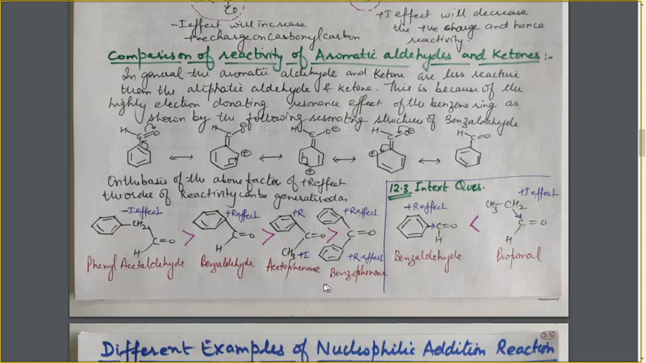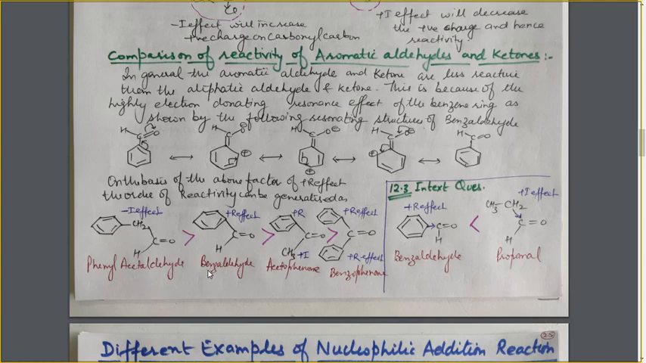Now how is this so? In the case of phenylacetaldehyde, this CH3 group is electron donating in nature, and because of its electron donating nature, it will decrease the reactivity. Now, due to the presence of this benzene ring, the electron donating nature of the CH3 group decreases, because this benzene ring is electron withdrawing in nature. It has a minus I effect, and because of this minus I effect, it decreases the electron donating nature. So here this group is less electron donating as compared to other groups, so it will be more reactive.